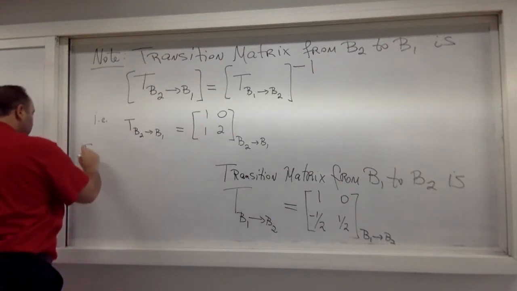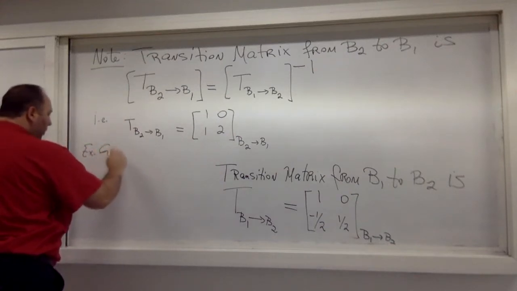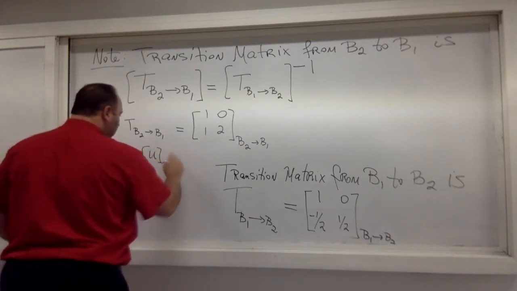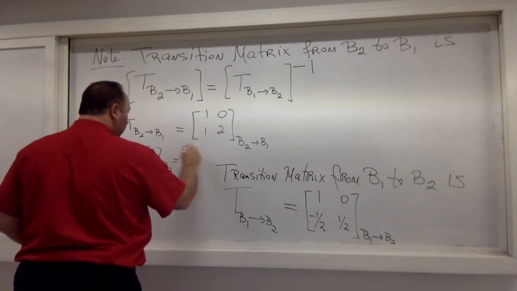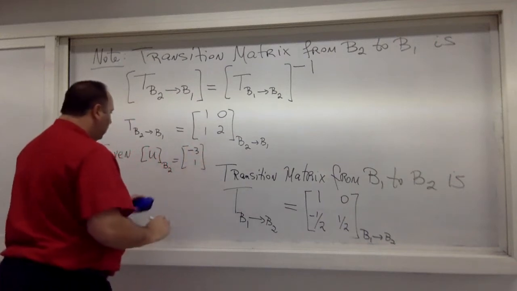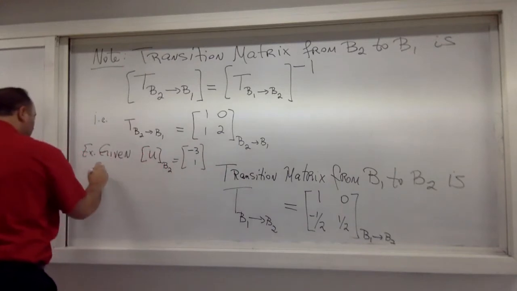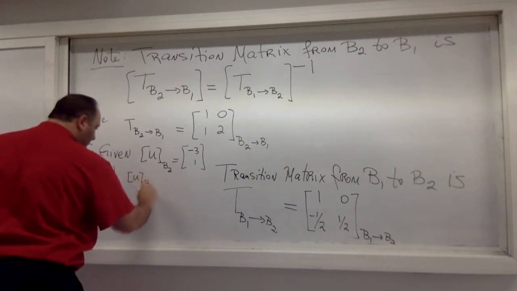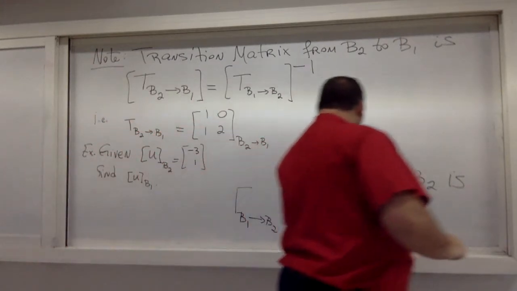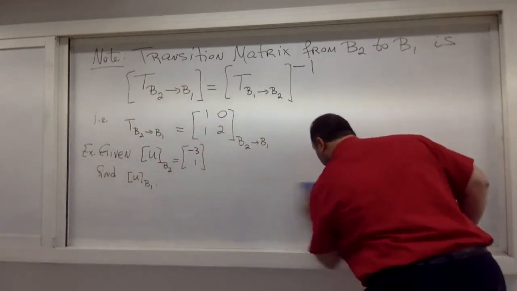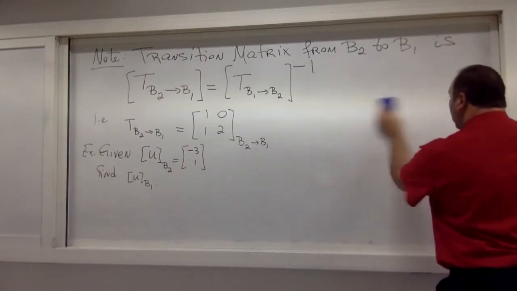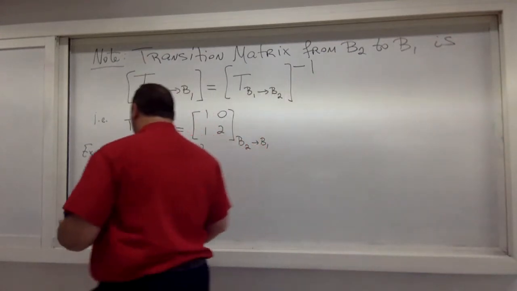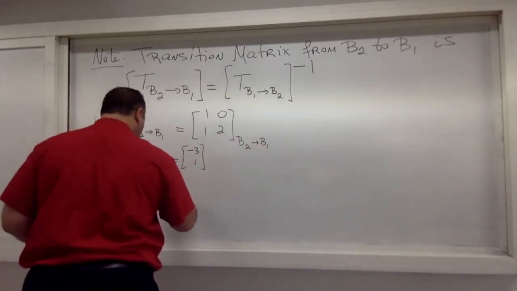Example: given, or change the name, u in basis B2, let's say it is [-3, 1]. Find u in B1. And you see your transition matrix is always square and is always invertible. Okay, so that's not complicated.